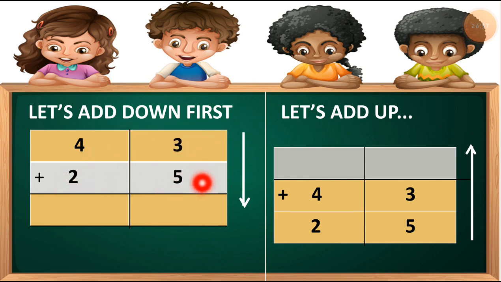In this, the ones column is 3 and 5. So the total of this column is 3 plus 5 is equal to 8. Now let's move to the tens column, which is 4 plus 2. So 4 plus 2 is equal to 6. So here we get the answer 68.